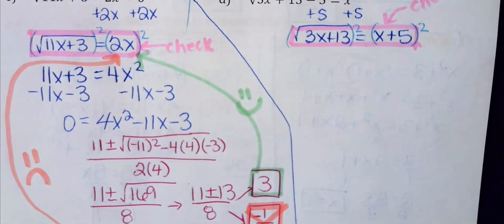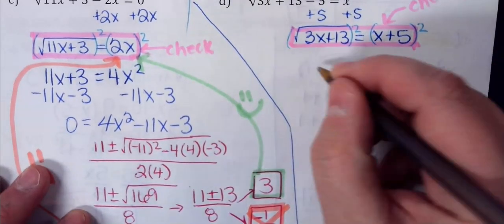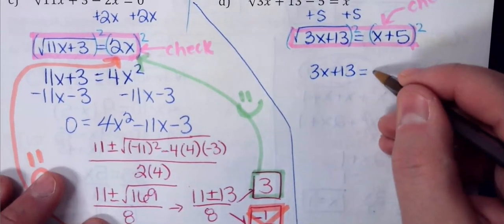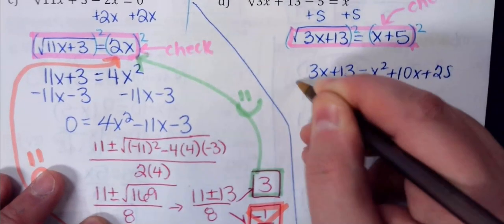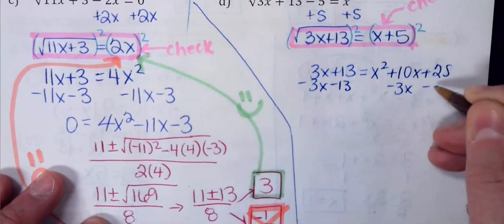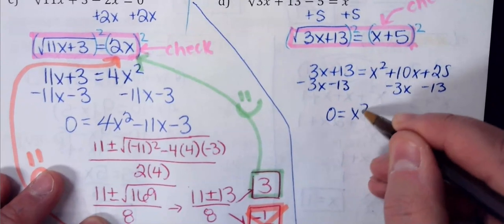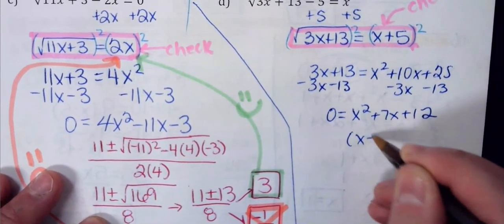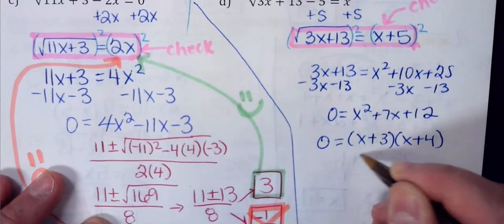On this last question, both of these answers do work. I saw a couple people have a little bit of a weird FOIL. It should have been x squared plus 10x plus 25. If you want to set that equal to 0 for the quadratic formula, or if you want to do factoring, either way, this should be x squared plus 7x plus 12, which would be 3 and 4 as your factors, and actual answers would be negative 3 and negative 4.